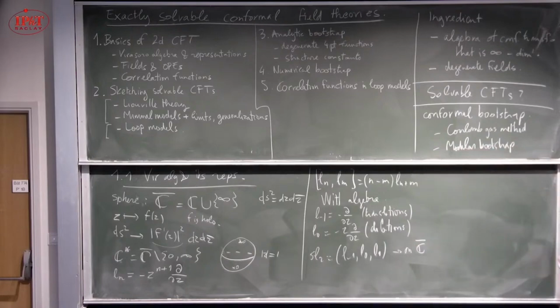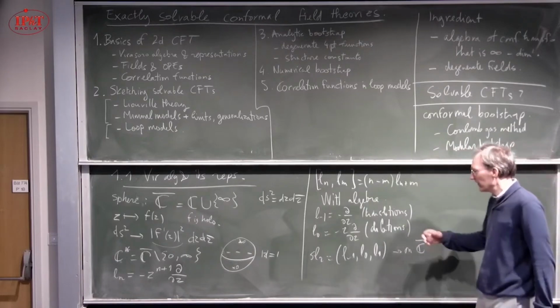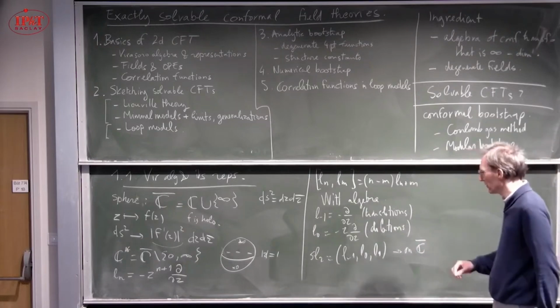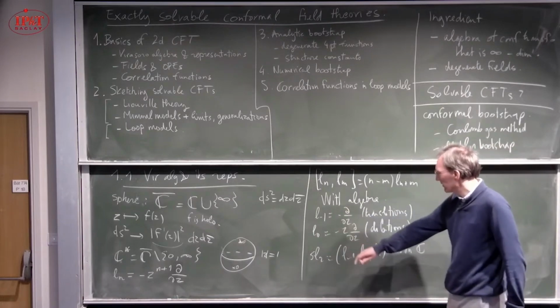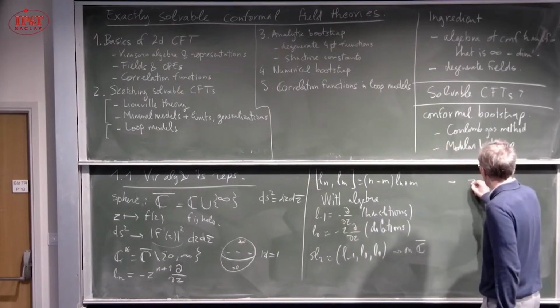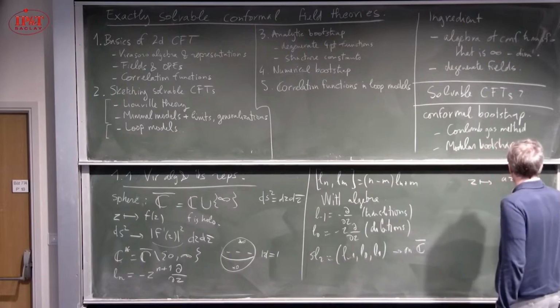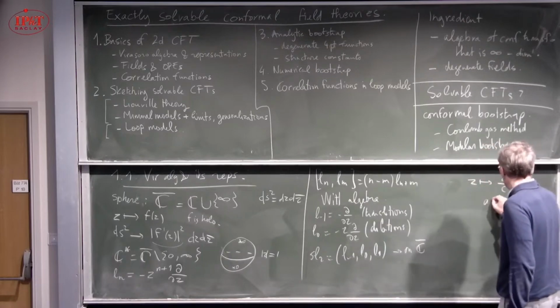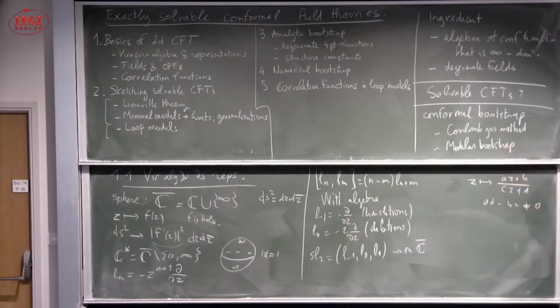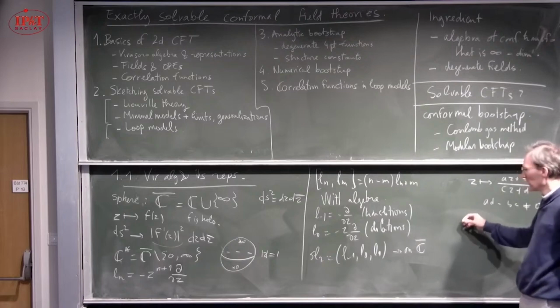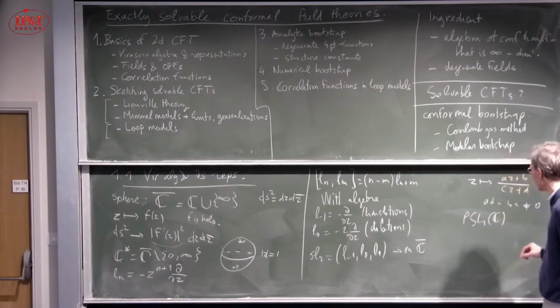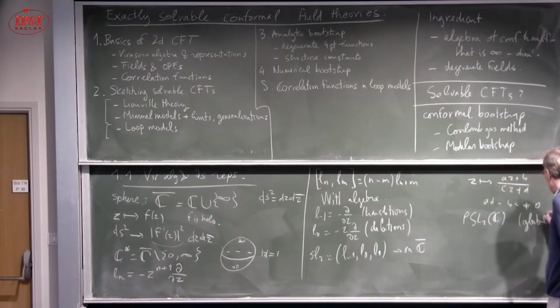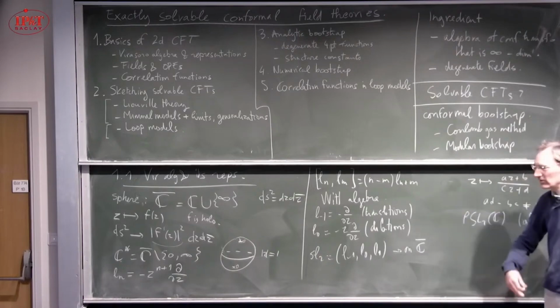And one way to see that is to exponentiate them, and instead of infinitesimal transformations, consider finite transformations. So if you exponentiate these generators, L0, L1, L minus 1, you get transformations of the type z goes to (az plus b) over (cz plus d) with ad minus bc not 0. So if you want, this gives you the group of global transformations of the sphere, which is PSL2C. So it includes, well, translations, dilations, and more.